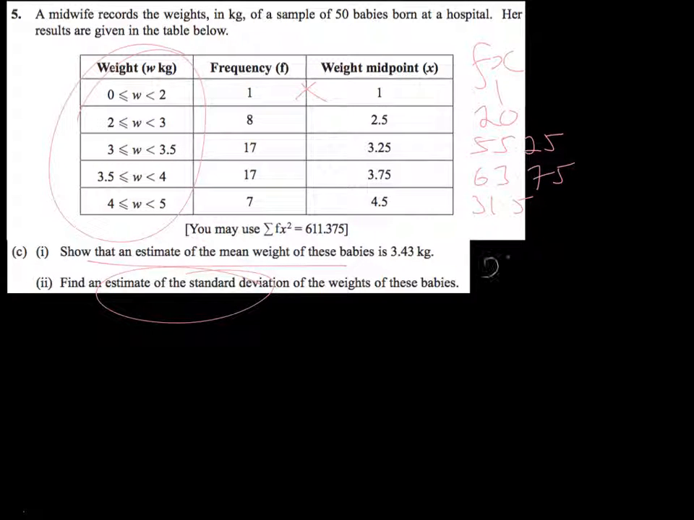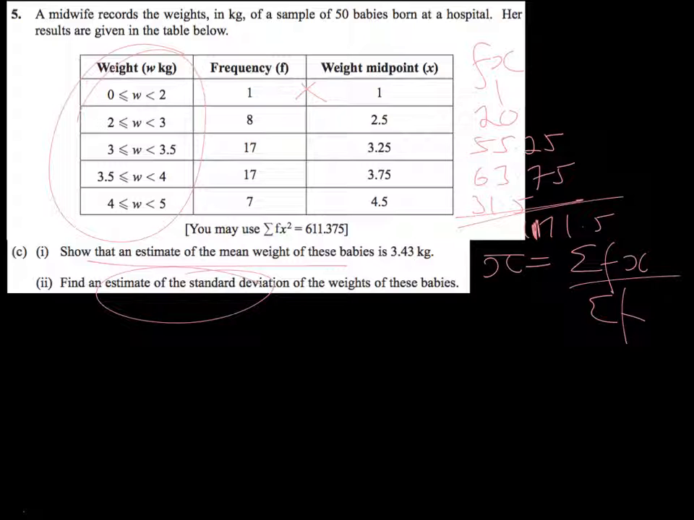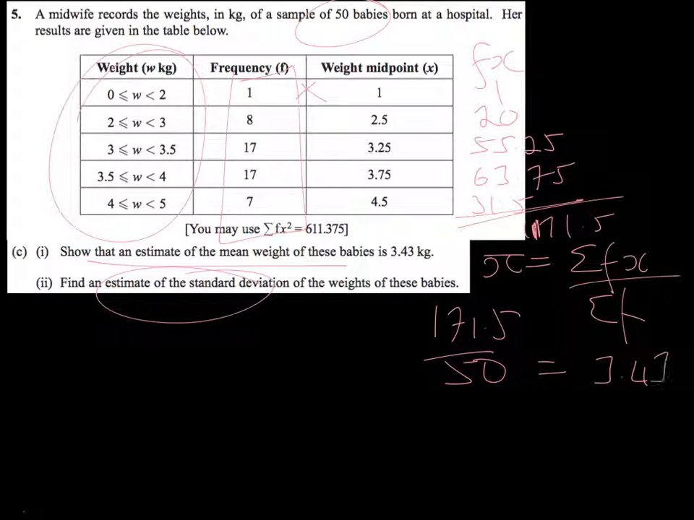Now what we need to do is divide sigma fx, which is the sum of this column here, which is going to give us 171.5, and divide that by sigma f, which is this column here. But we're also told that there are 50 babies in total. So 171.5 over 50 is going to give us an answer for the mean of 3.43. So we can now go on to use this answer to find an estimate of the standard deviation in part 2.